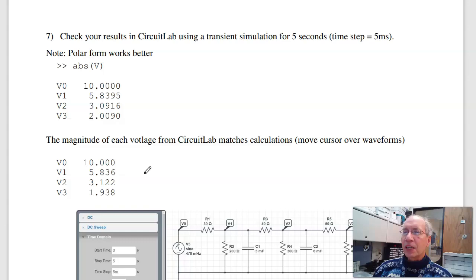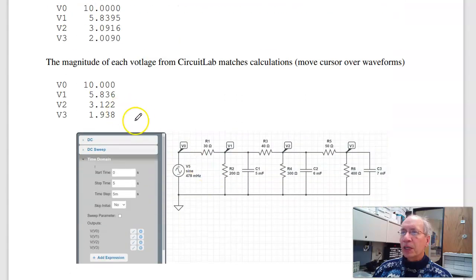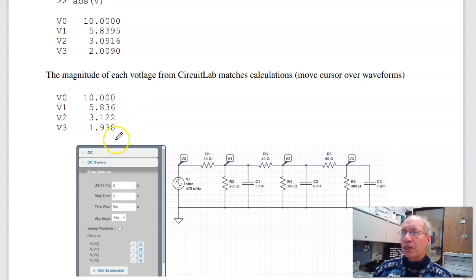Finally, to check in Circuit Lab, if I take the magnitude, this is the magnitude of the voltages. If I plot it in Circuit Lab, here's the voltage V0, here's V1, V2, V3. Move the cursor around to pull up the peak. The peak will show you what they are. I can pull it off the graph. Here's the peak I got from Circuit Lab. That basically matches up with what I calculated.